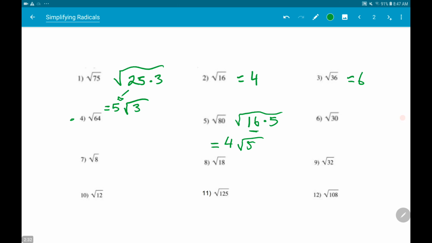I will also put up an answer key for you so you can check yours against it afterwards. Alright, then you're going on to the back of the sheet, which are some old problems from earlier in the year. They are still non-calculator.